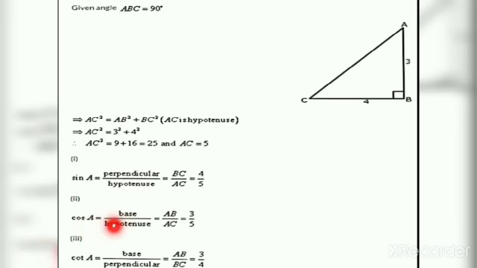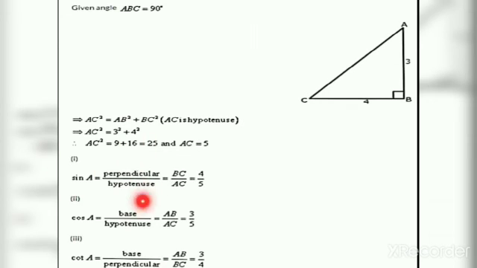Cos A is base by hypotenuse. Here the base is AB and the hypotenuse is AC. AB is 3 and AC is 5, so 3 by 5 is cos A. What is cot A? The formula for cot is base by perpendicular. The base is AB, which is 3, and the perpendicular is BC, which is 4. So 3 by 4 will be cot A. So cot A is equal to 3 by 4.